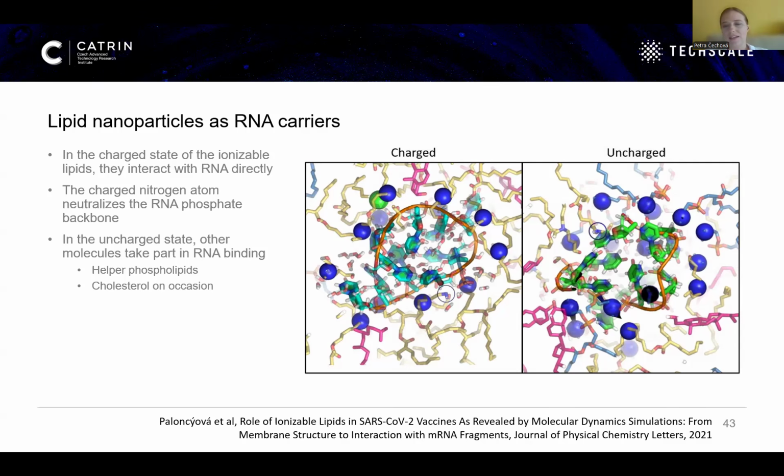On the other hand, when they are uncharged, they lose this ability, and then sometimes there are the helper lipids that can help stabilize the RNA, or the RNA is not very happy when the lipids are in the uncharged form.